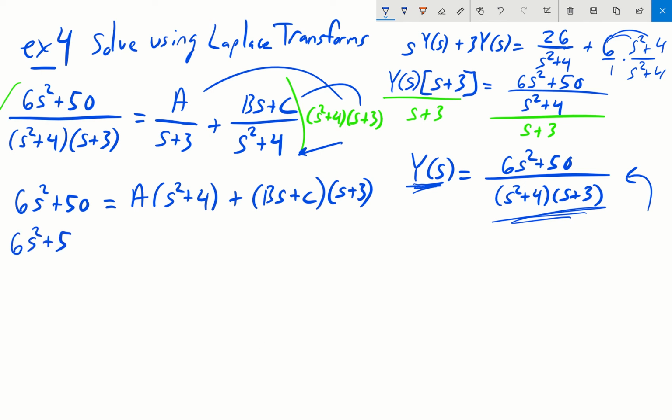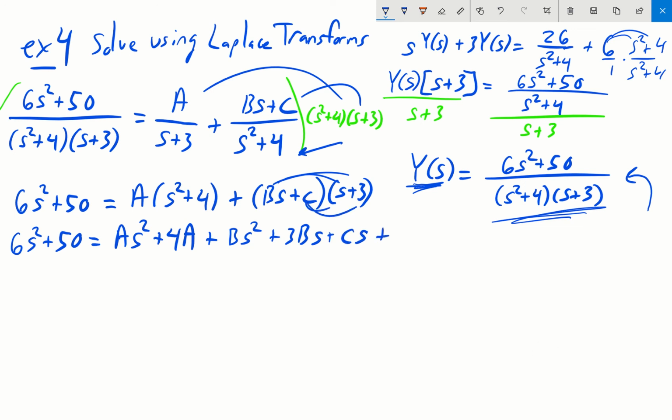So what I'm going to do is expand this right-hand side. I'm going to distribute everything out. This is going to be a s squared plus 4a, plus, first outer inner last, this thing, you're going to have bs squared plus 3bs plus cs plus 3c. And now what we want to do is group our like terms and think of this as an equality of two polynomials in the variable s. So the left-hand side is like 6s squared plus 0s plus 50.